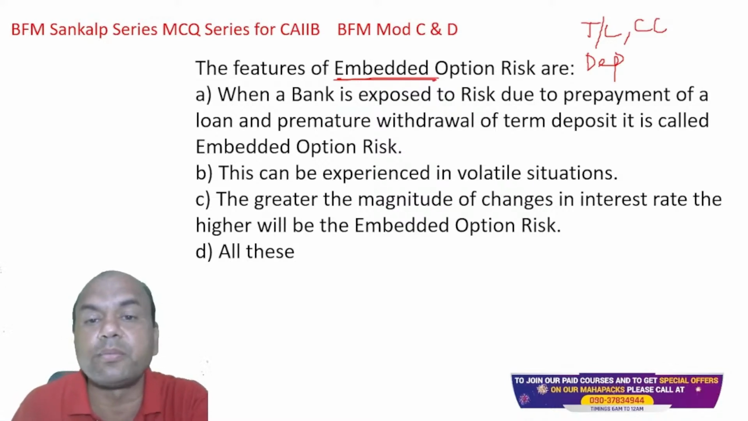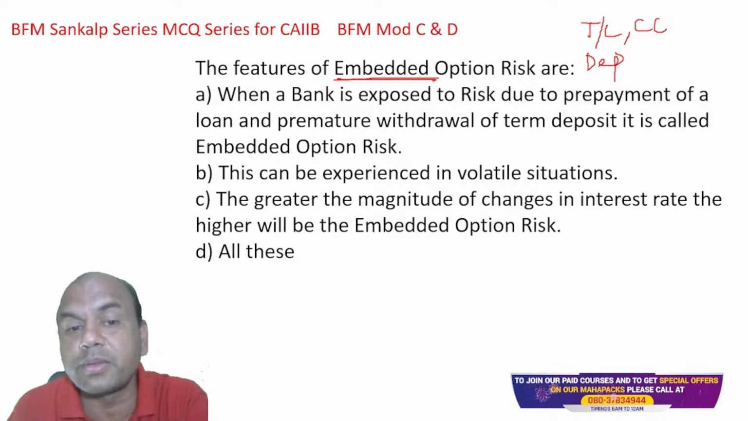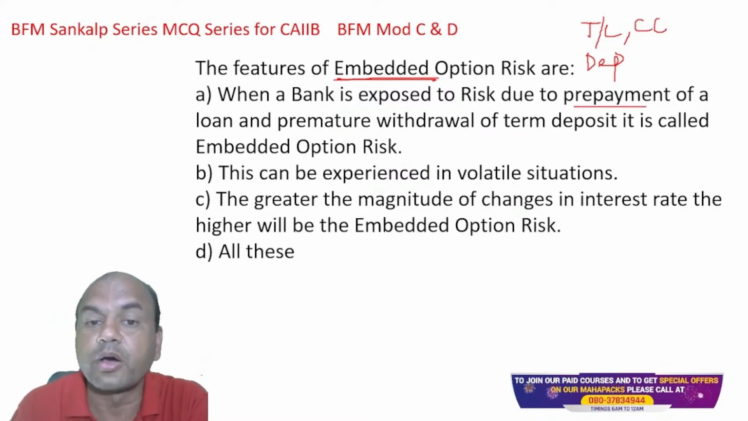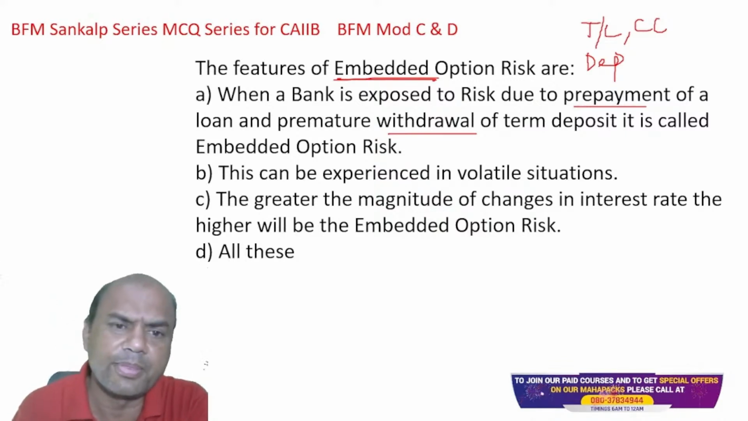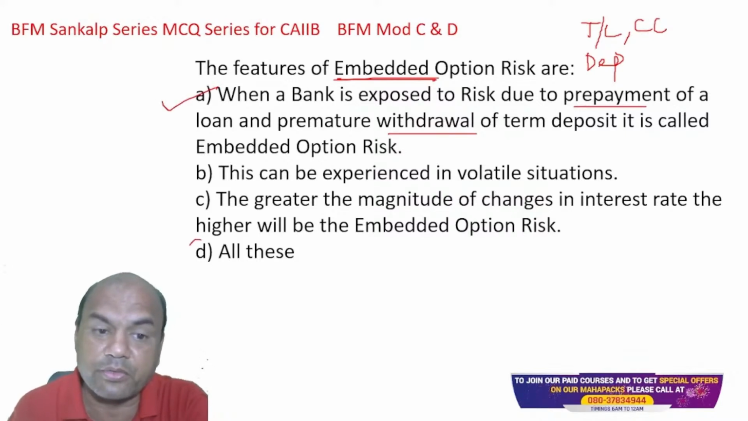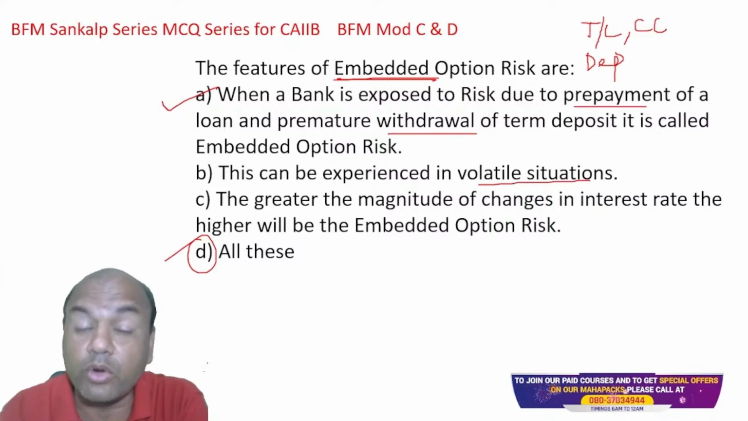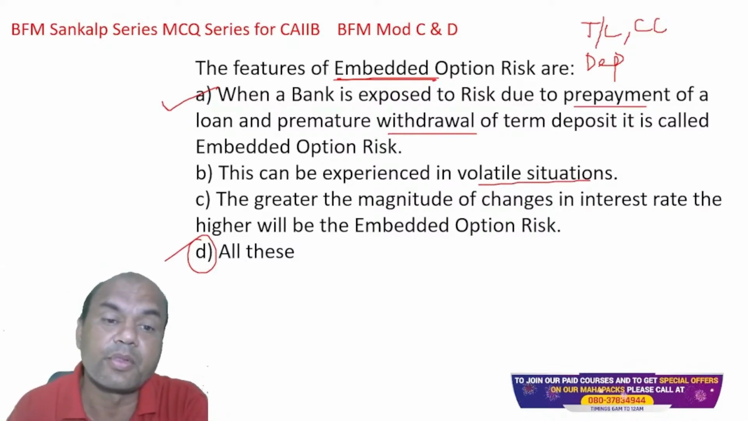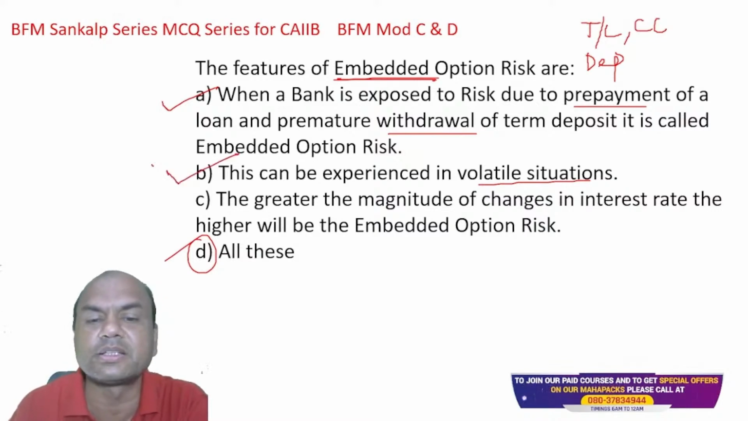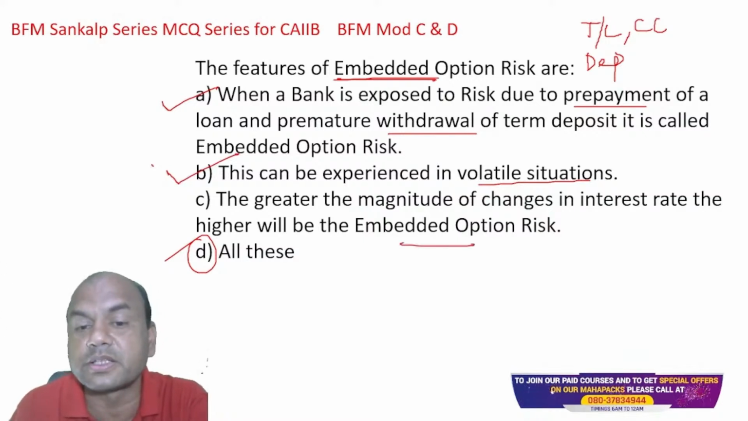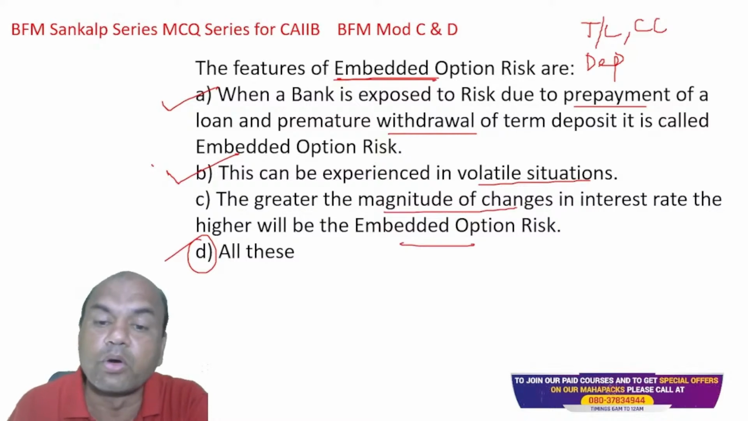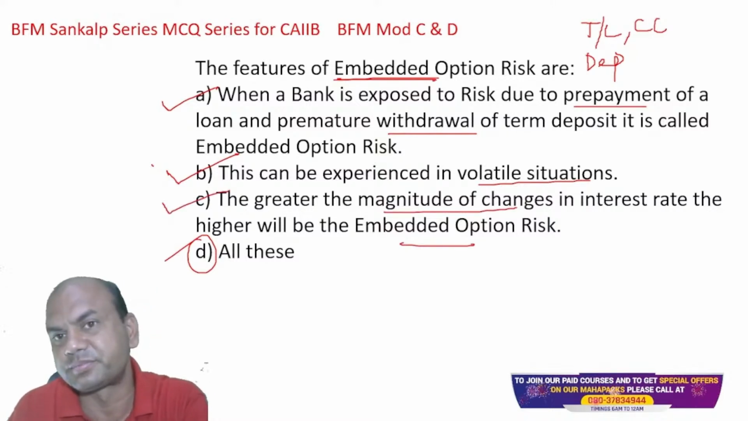So which are the features of embedded option risk? When the bank is exposed to the risk due to prepayment of loan or premature withdrawal of term deposit, it is called embedded option risk. Just now I told you, same, right? So A is the answer, but there is an option of all of these also. Check this now. This can be experienced in volatile situations. Volatile means too much changing rate of interest. So B is also the answer. So obviously now D will be the answer. C is true. The greater the magnitude of the changes in the interest rate, the higher will be the embedded option risk. So the more the changes in the interest rates, the more will be the embedded option risk. So that is correct. Okay.